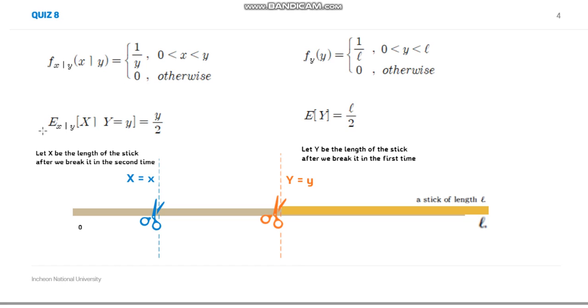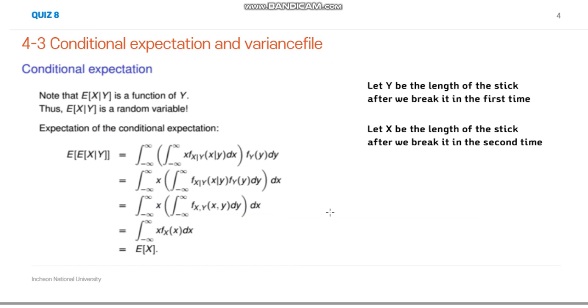So we can compute the expectation of x given y. E[X|Y=y] is y over 2, because we break the left stick. The left stick has length y, and we break it at a point, so the result is y over 2. So it makes sense.